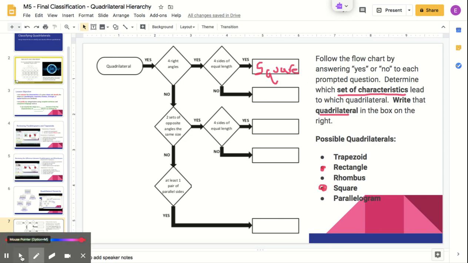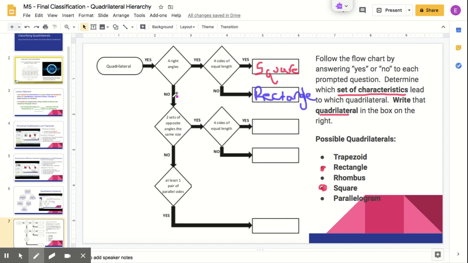So let's look at it. We have a quadrilateral, 4 right angles, yes. All of the sides are the same, yes. That makes it a square. If the sides aren't the same and are different in length, then it's a rectangle. So I can use this chart by saying, hey, does my shape have 4 right angles? If it does, yes. If it does not have equal length sides, it's going to be a rectangle.